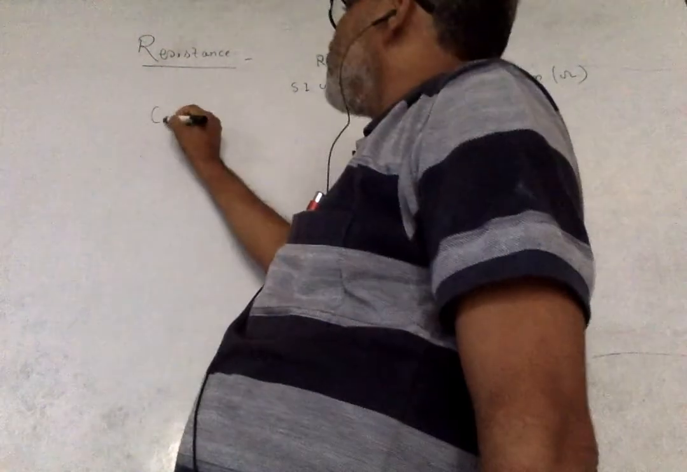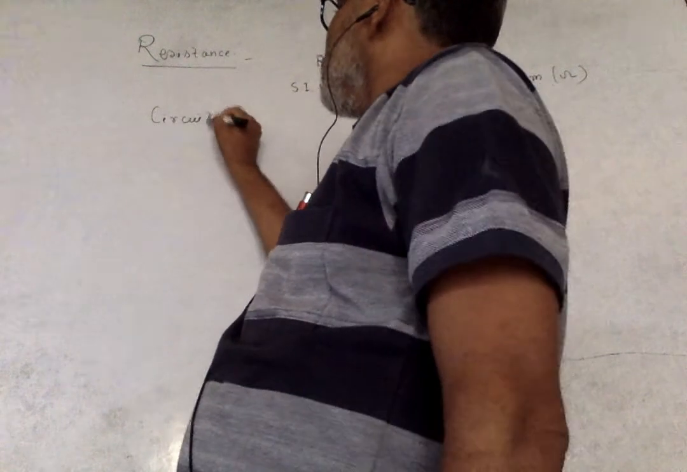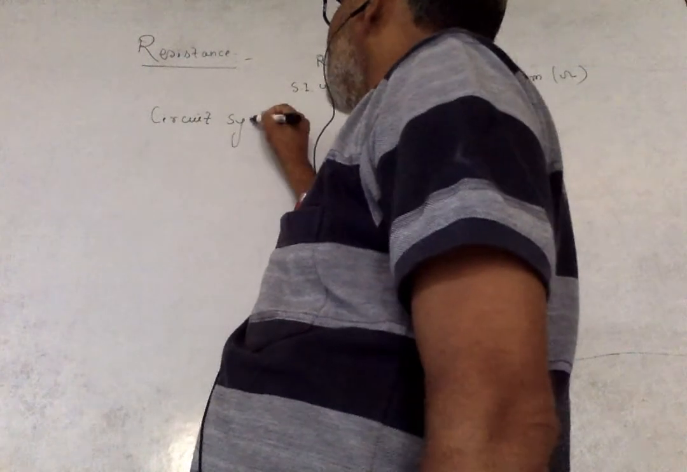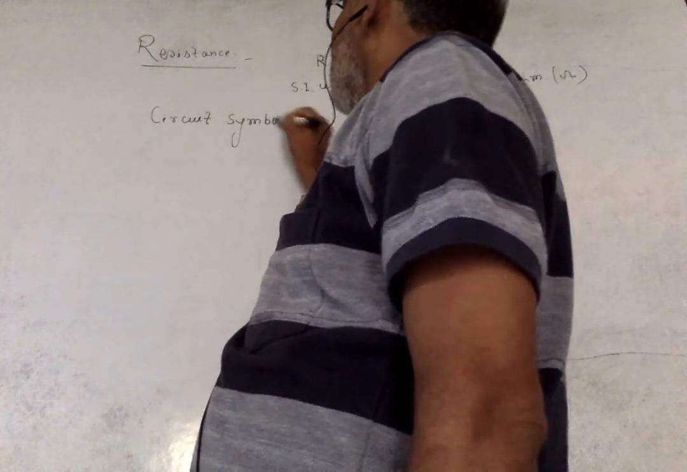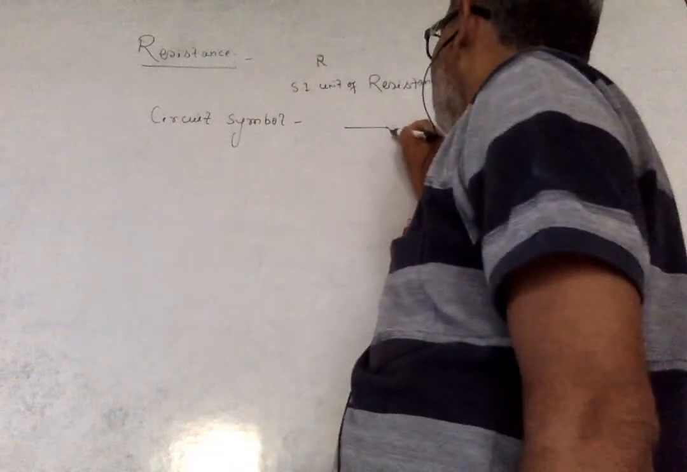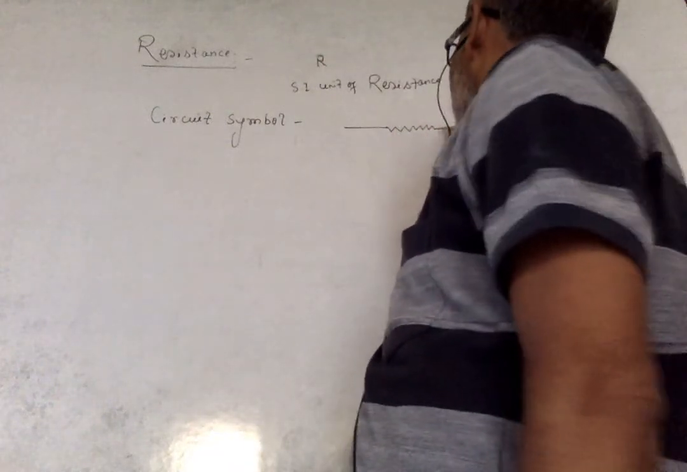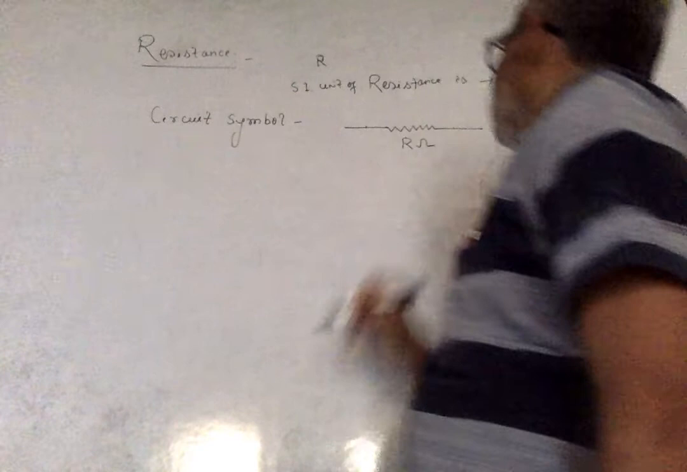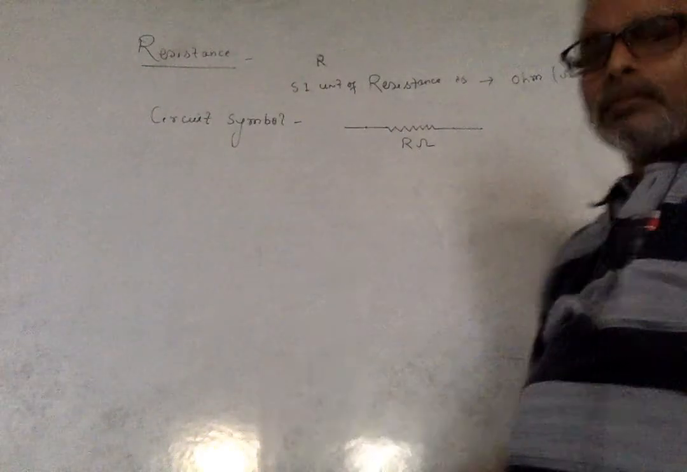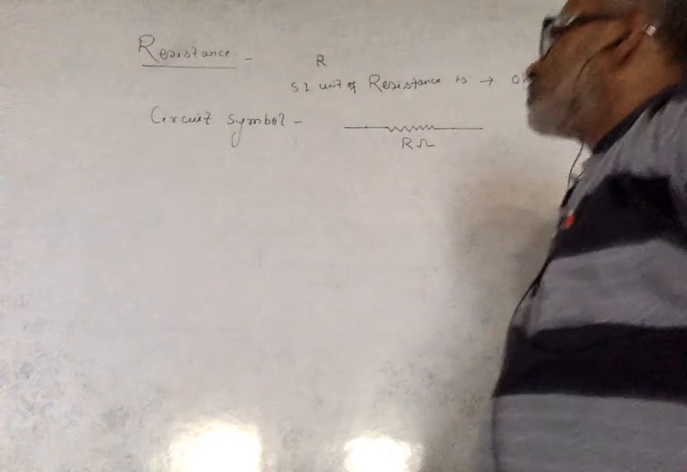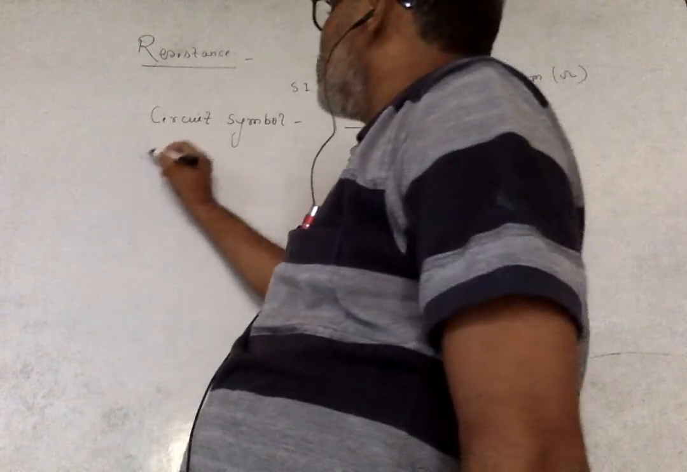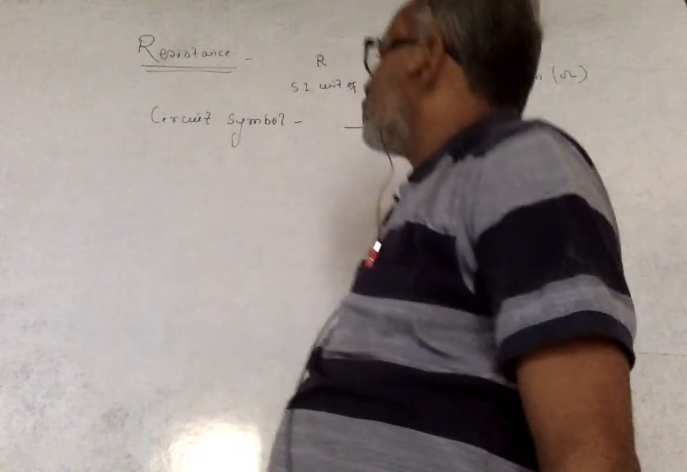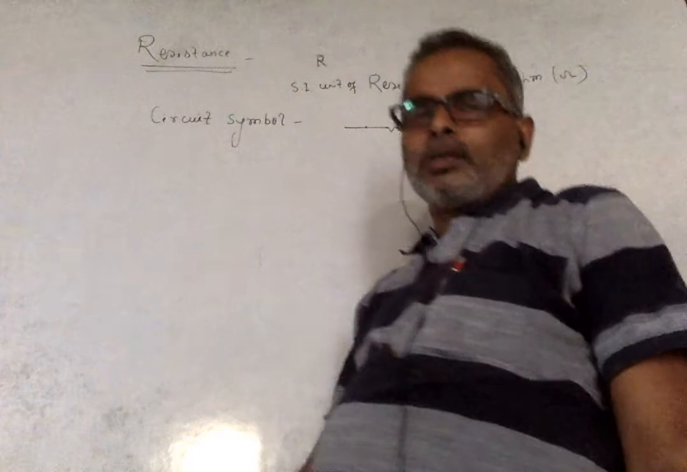Circuit symbol. In any electric circuit, resistance is represented by the symbol given in the figure. It is the property of a conductor due to which it opposes the flow of current.